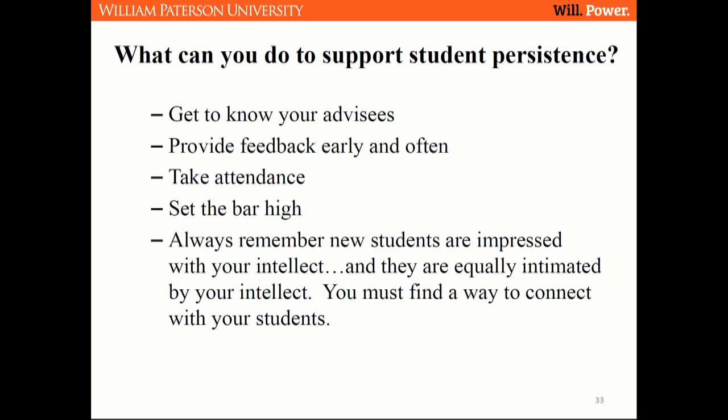Remember that students are impressed by your intellect if you're faculty, but they're equally intimidated by you. And so they may not reach out to you because they're afraid to. In some cases, they have adjunct professors who they can't necessarily reach out to by walking into an office. But your job is to try to reach out to them, get to know them.